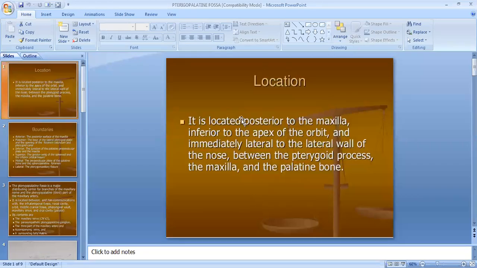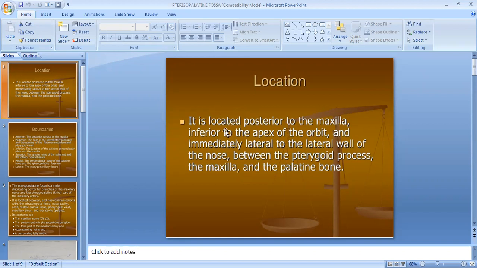Bismillah ar-Rahman ar-Rahim. So today we will discuss one of the important topics, and that is the pterygopalatine fossa. So first we should know where it is located.